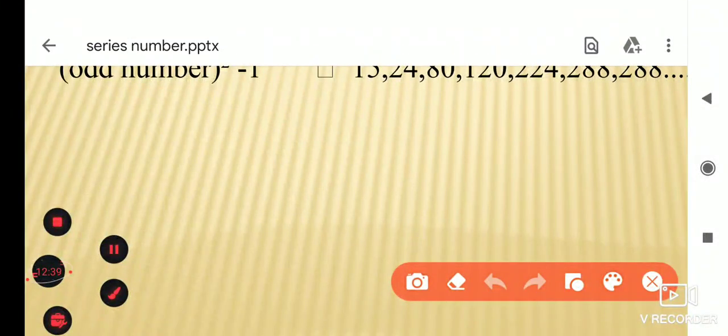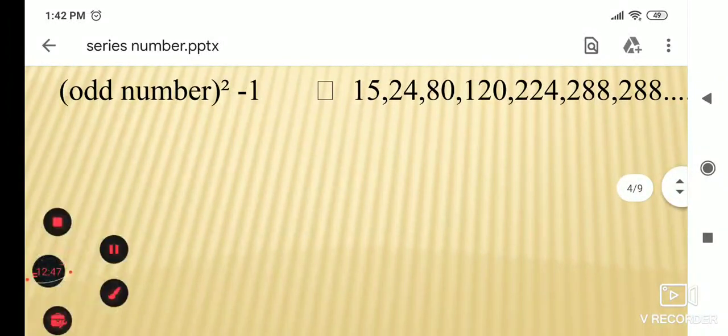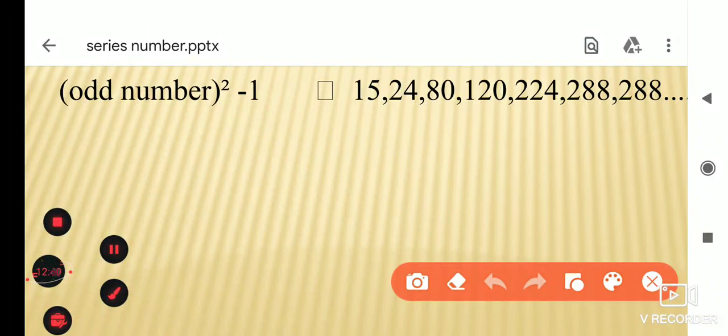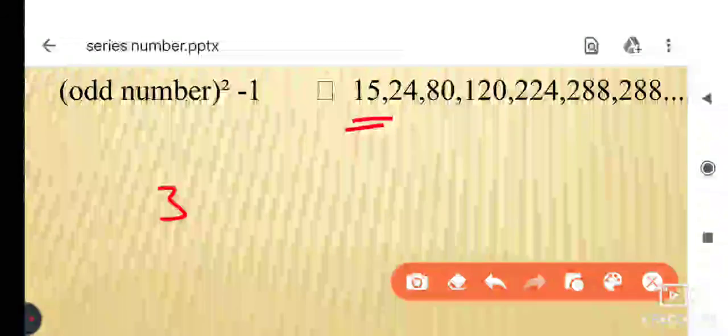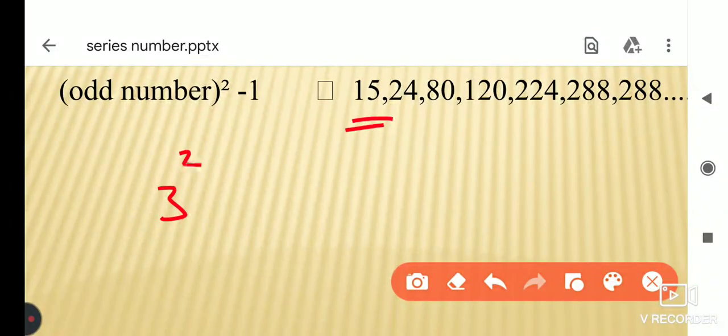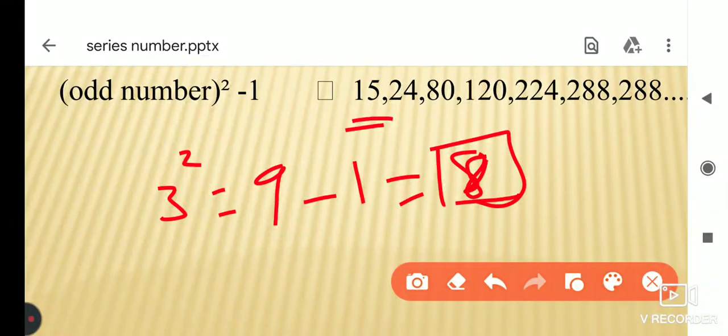Odd number square means the first number is 15. Okay, the odd number is 3. Okay, the square of 3 is 9 minus 1, we will get the answer, that is 8. Okay, this is the first number, that is 8, the answer for the square of 3.